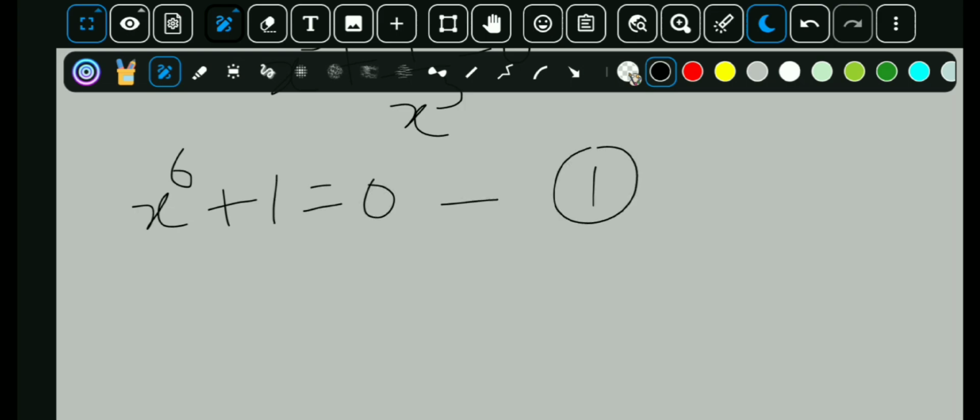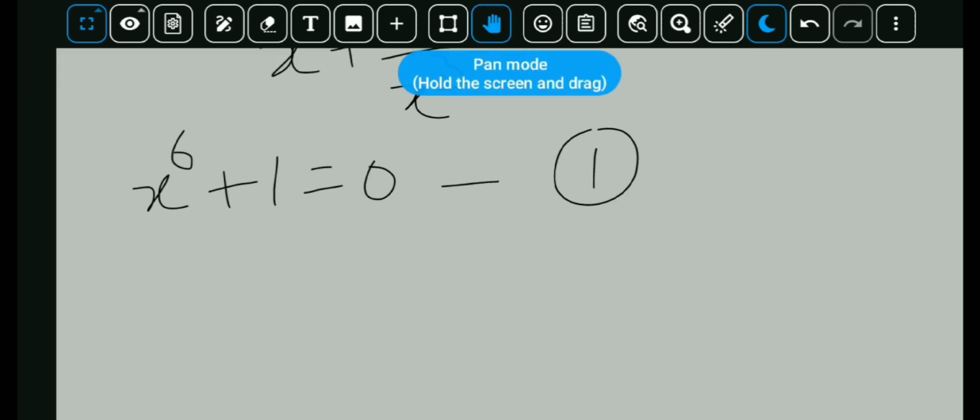Now this is a very important equation, because in this equation we have x raised to the power of 6, and what was asked in the question, all the degrees are multiples of 6, like 30, 24, 18, 12, 6. So this equation is going to be very useful in finding the value of the equation asked.